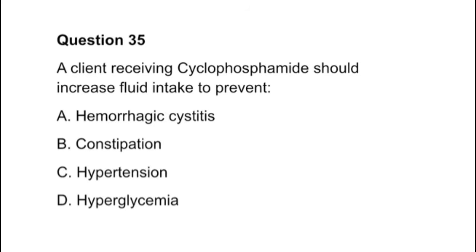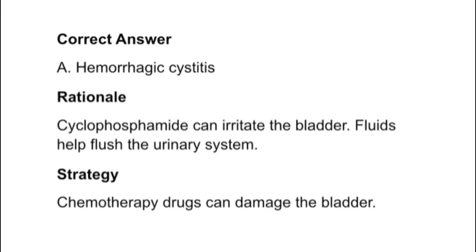Question 35. A client receiving cyclophosphamide should increase fluid intake to prevent A. Hemorrhagic cystitis. B. Constipation. C. Hypertension. D. Hyperglycemia. Correct answer. A. Hemorrhagic cystitis. Rationale. Cyclophosphamide can irritate the bladder. Fluids help flush the urinary system. Strategy. Chemotherapy drugs can damage the bladder.